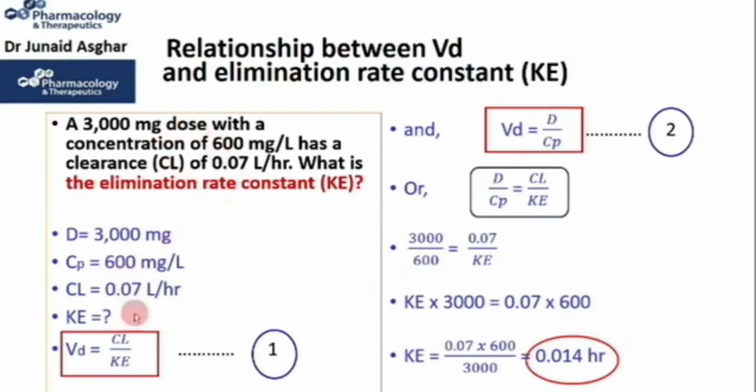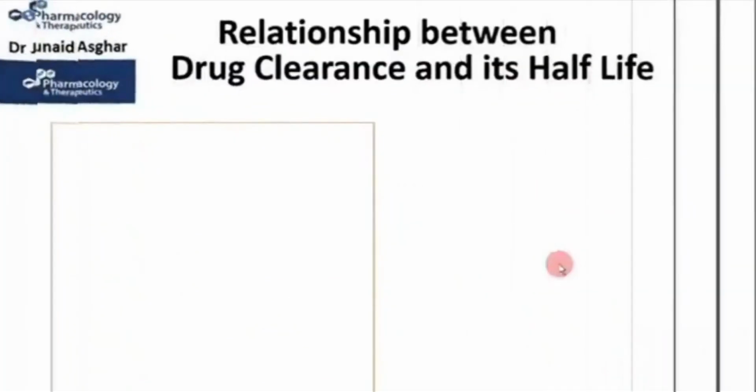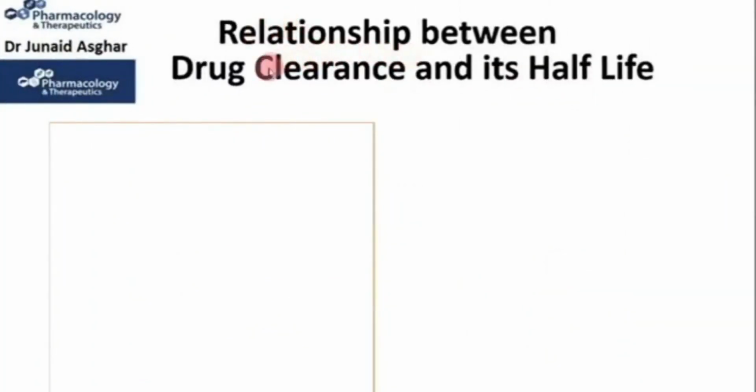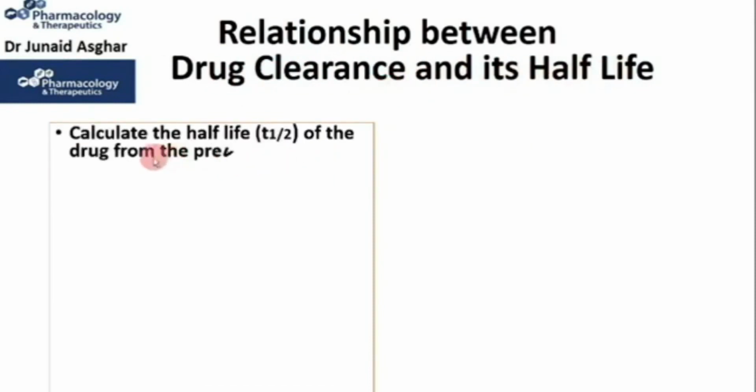So with these two formulas, we can calculate the elimination rate constant of a drug. Here we relate the drug clearance to its half-life. So we have a formula which will relate the drug clearance and the half-life of a drug. Let's explain it further. We have a question to calculate the half-life, or T-half, of the drug from the previous data. The data that we have just shown in the last slide.